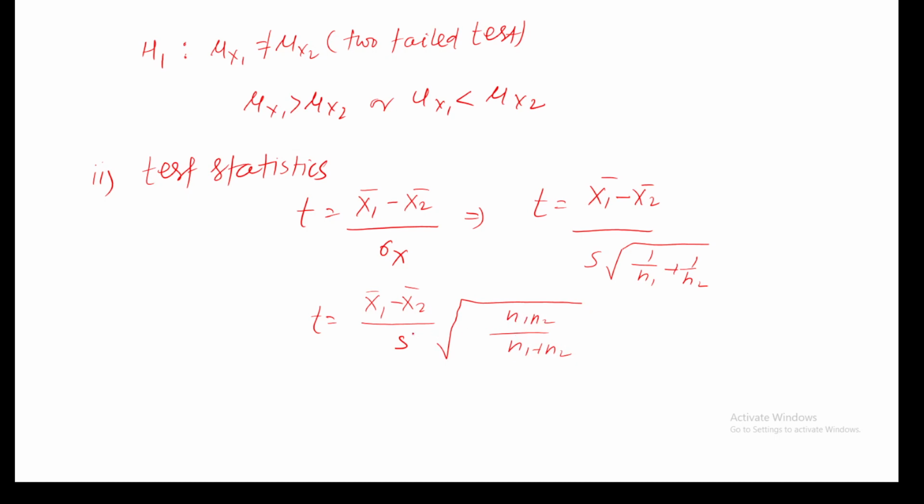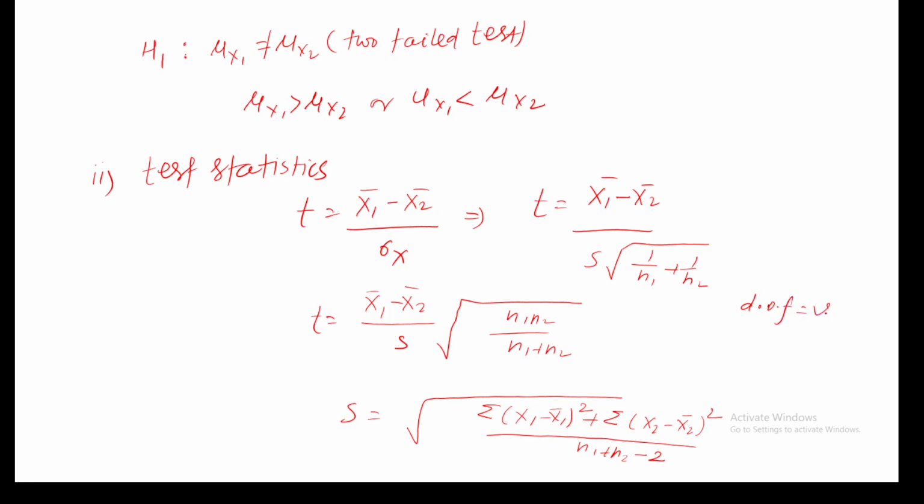If s is already given, there is no issue. Otherwise we can calculate s also. What is that? S squared is sigma of x1 minus x1 bar whole square plus sigma of x2 minus x2 bar whole square, the same formula, nothing new, divided by n1 plus n2 minus 2. Then we can calculate the degree of freedom also, which is n1 plus n2 minus 1.